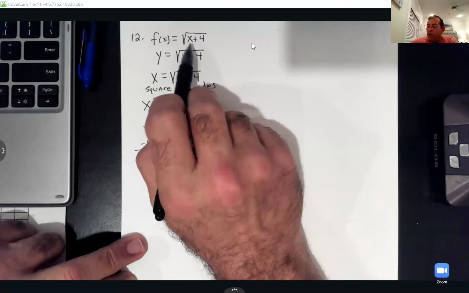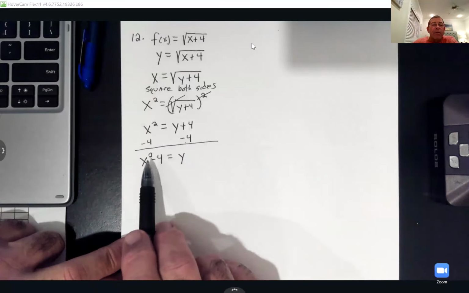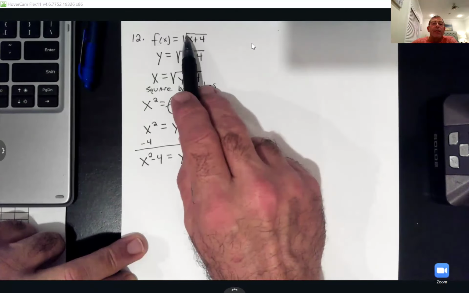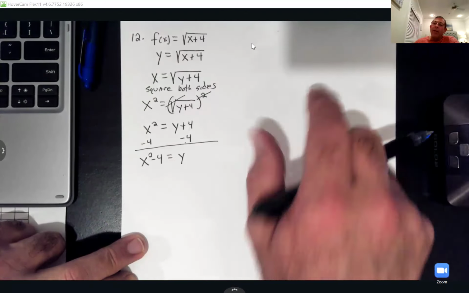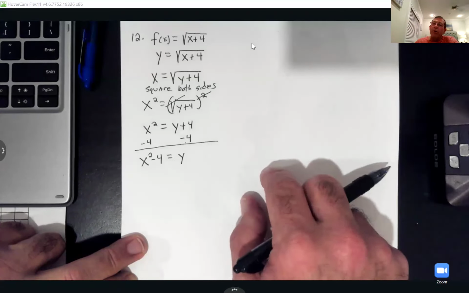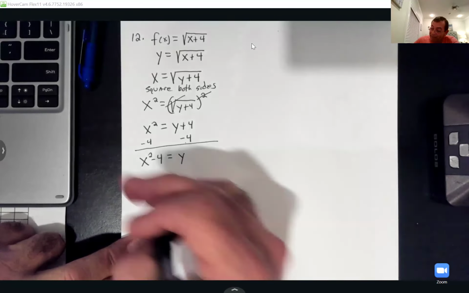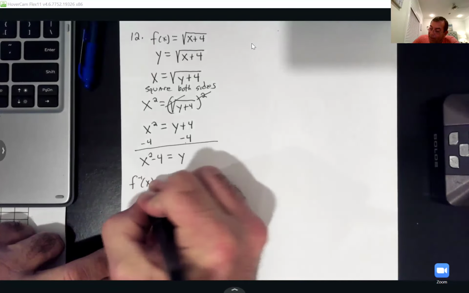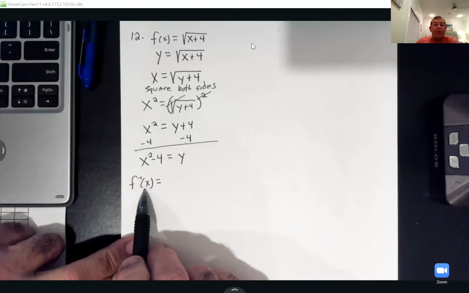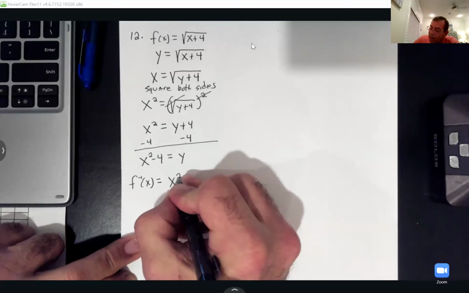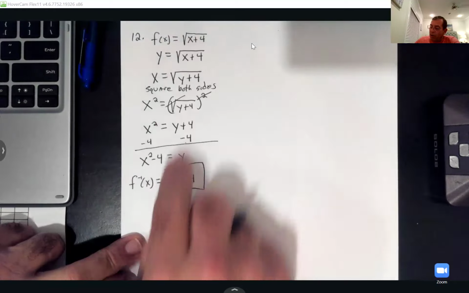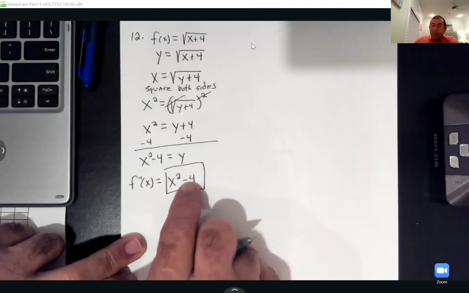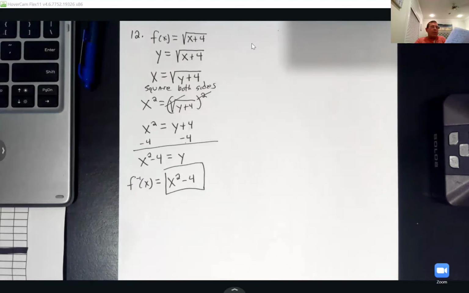So notice, if you start with radicals, you're going to end with x's raised to whatever these exponents are that match those indexes. When we started with exponents, we ended up with square roots, cube roots that match those exponents, okay? All right, y'all. So f inverse of x equals x squared minus 4. So counter moves: square roots, squared, adding, subtracting. Okay, watch for all them little counter moves.